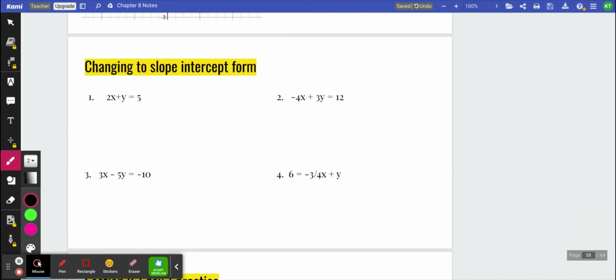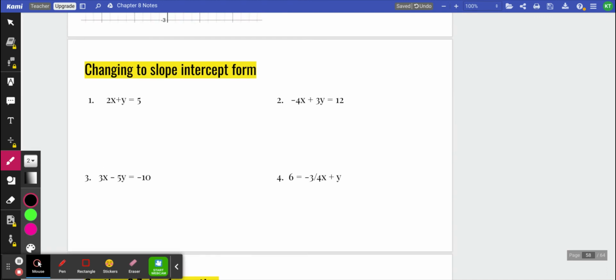All right, and then if you review, right, changing to slope-intercept form, right, which means to get y by itself. Talked about this on Monday. All right, I want you to take a minute, pause the video here, and see if you can write these in slope-intercept form. So it's y equals mx plus b.